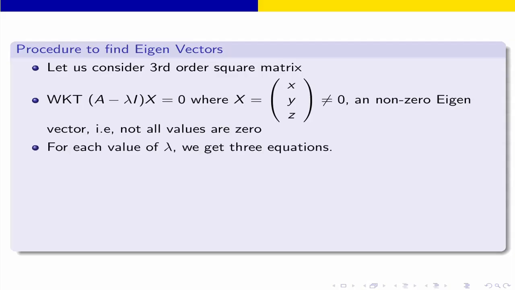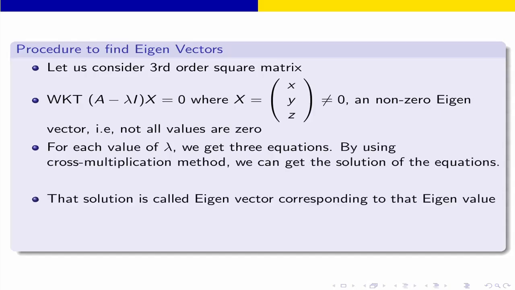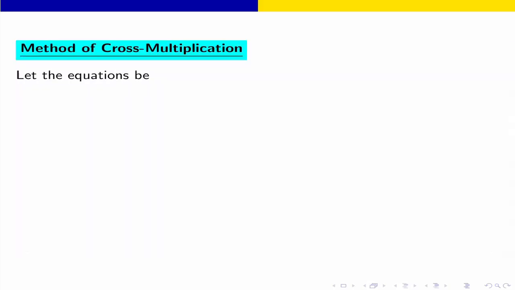For each value of lambda, we get 3 equations. By using the cross multiplication method, we will get a solution of the equations. That solution is called the eigenvector corresponding to the eigenvalue. Similarly, for all possible eigenvalues, we have to get the corresponding eigenvectors. So now we see the method of cross multiplication.